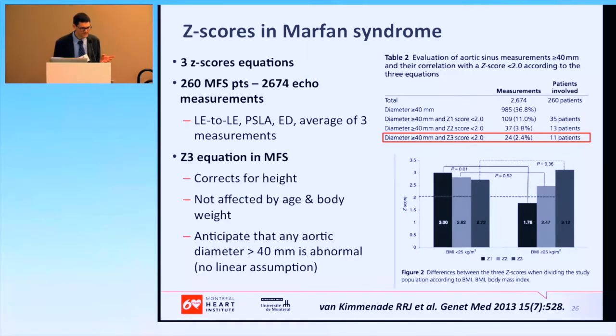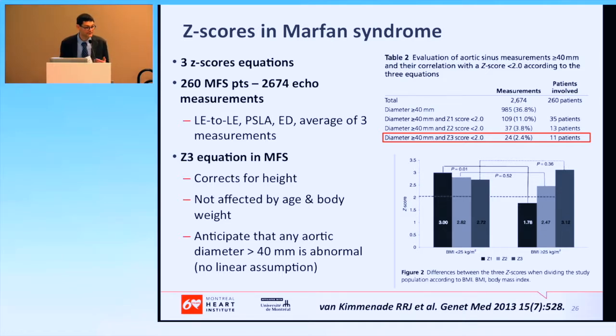So there was, before the break, a little bit of discussion about Z-scores. So Z-scores, there are at least 3 equations to calculate them. In this study, they took 260 Marfan patients, more than 2,000 echoes. They measured the aorta in standard ways by echocardiography. And they looked at which Z-score was less likely to miss an aorta of more than 40 millimeters.